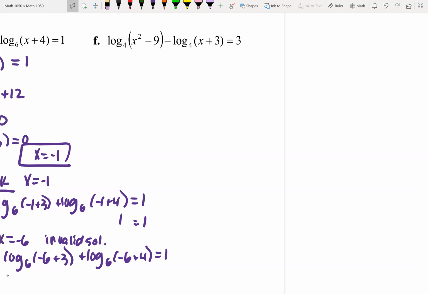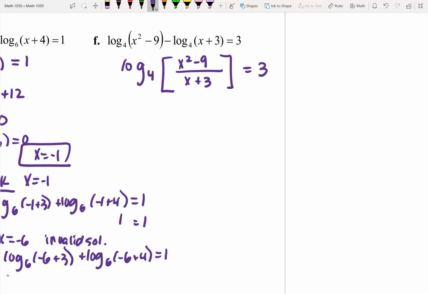Because you've got a subtraction, which means it's going to be a division. Yes, two logs in a number that's not a 0. It's going to be log base 4. I've got a subtraction, which means I'm going to have a fraction. The guy that goes on the bottom is the negative sign, so that would be the x plus 3. On the top is x squared minus 9. And then I have equals 3.